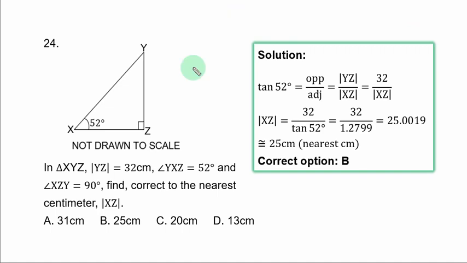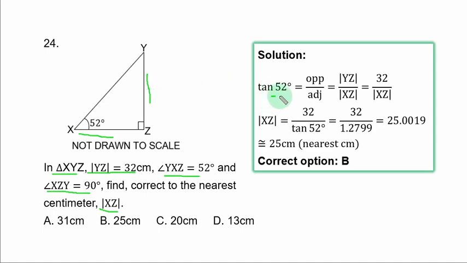Question 24. In triangle SYZ, side YZ is 32 cm, that is this side, 32. Angle YSZ is 52 degrees. Angle SZY is 90 degrees. Find, correct to the nearest centimeter, the side SZ. Now from this information, SZ is adjacent, YZ is opposite, so we can use tangent to get SZ.